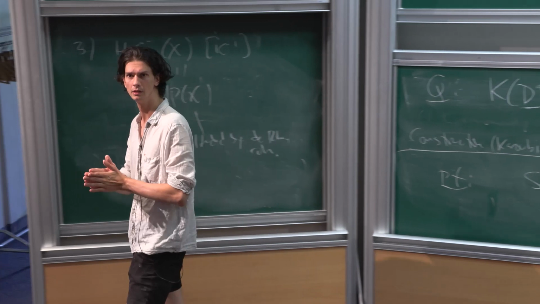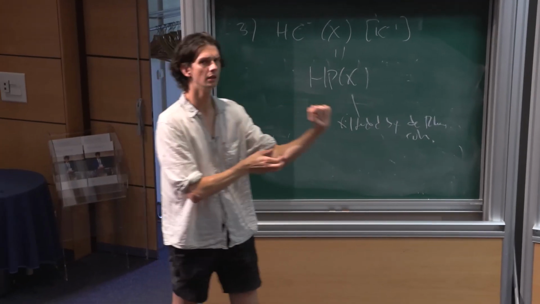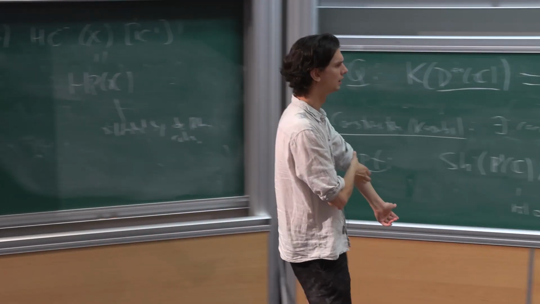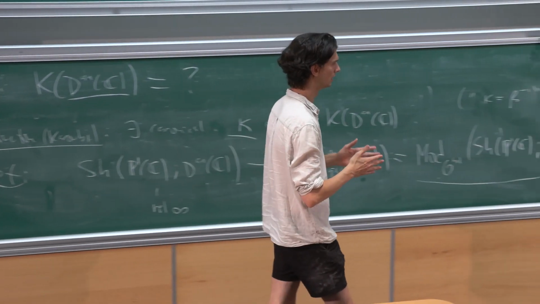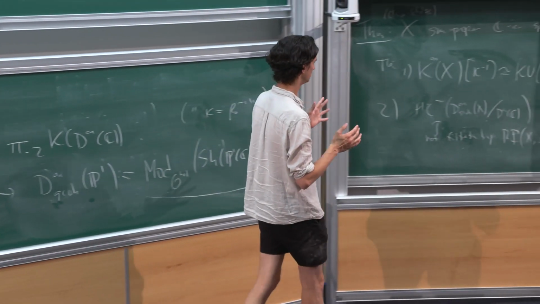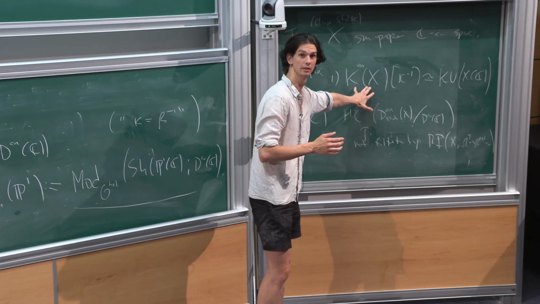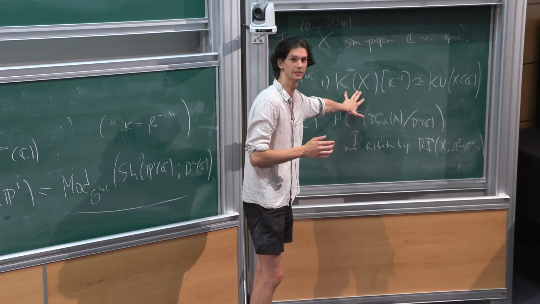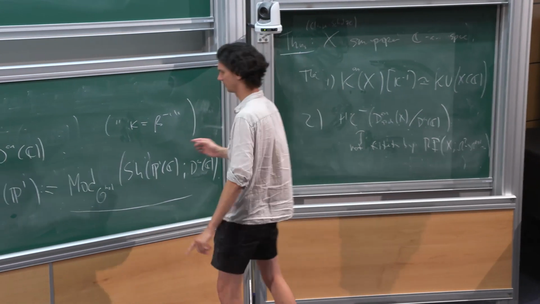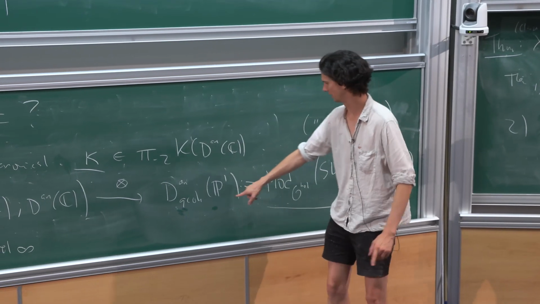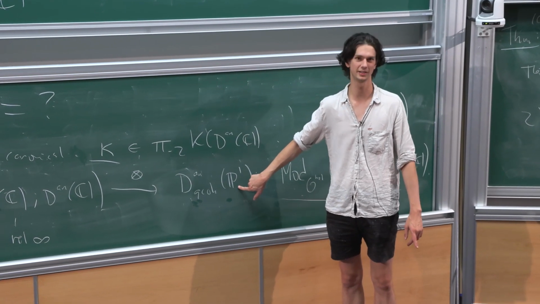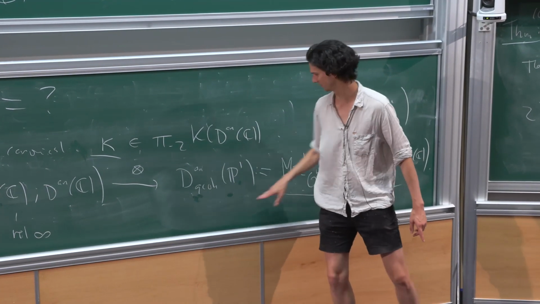Wait, so the statement is this K of D analytic of X? Oh, this here? Yeah. You're asking what the definition of it is? Yeah, so it's K-theory of, I explained this for P1, but you put an X here, and it's K-theory of this category.